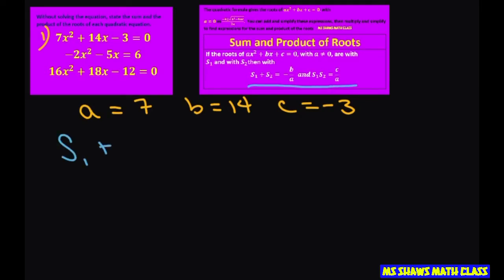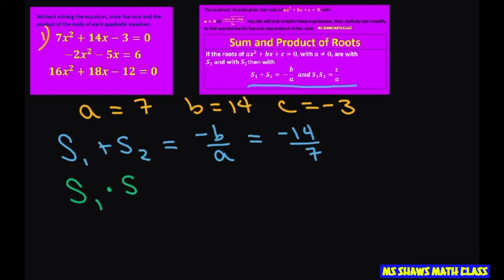So for the sum of the roots, we have S sub 1, the first solution, plus the second solution, and that's -b over A. I'm going to put an equal sign there. All right. So this equals -14 divided by 7. The next one, we have the product of the roots. So S sub 1 times S sub 2. I'm saying sub for subscript. That's C over A, which equals -3 divided by 7.